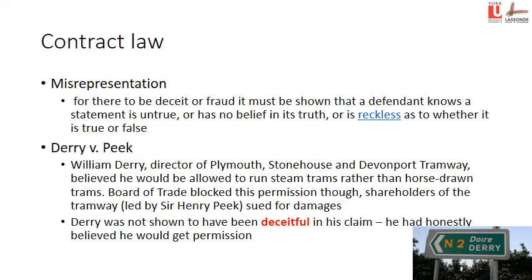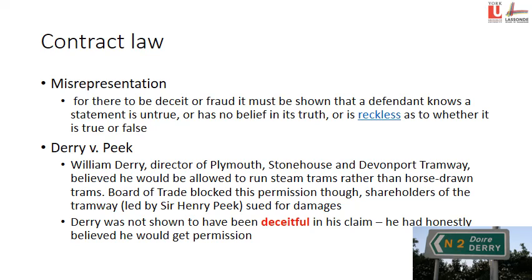With regard to misrepresentation, you have to, as we discussed in the last mix, prove for deceit or fraud that a defendant knows that what they are saying is untrue, or that they really don't believe it's true, or they are really being reckless when they consider whether it's true or false. And the case that really defined this was Derry versus Peek at the turn of the last century, when the director of a tramway company wanted to go from using horse-drawn trams to using steam trams. They believed that they would be able to make this change, but the Board of Trade actually blocked permission, even though nominally this should have been a trivial thing to obtain.